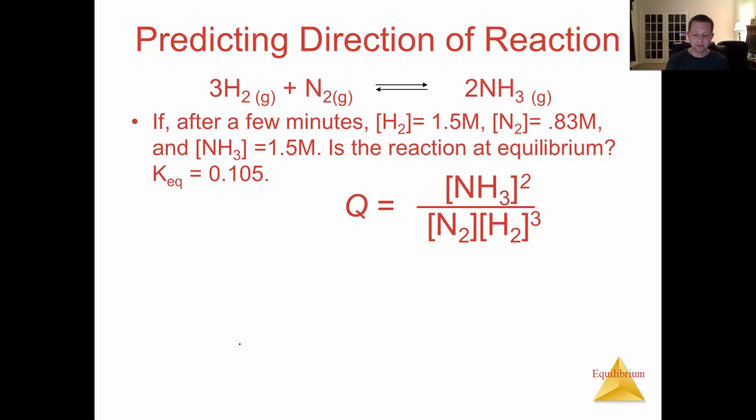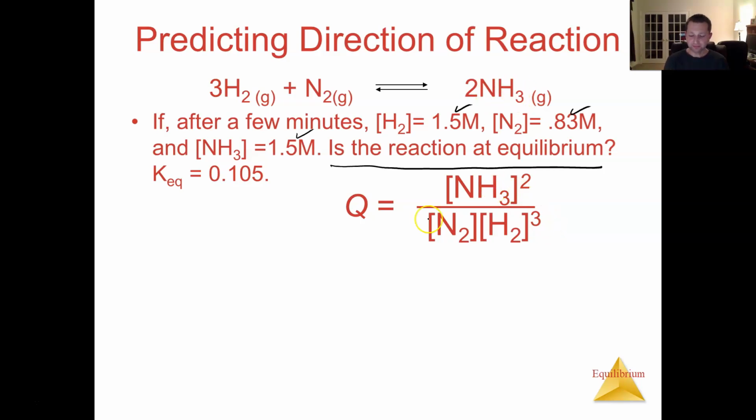You have this problem. These values, again, they're given to you here. We don't know if we're at equilibrium or not. So we set up our Q expression. The best way to tell is to look at the problem. Is the reaction at equilibrium? So clearly we don't know here, right? Set up a Q expression. Q is equal to NH3 squared.